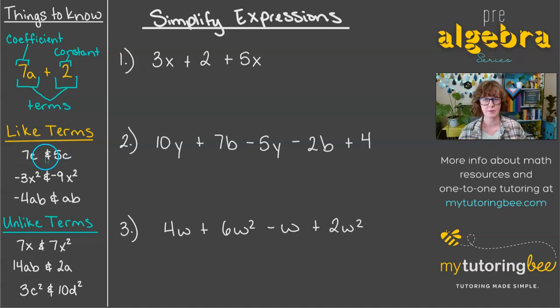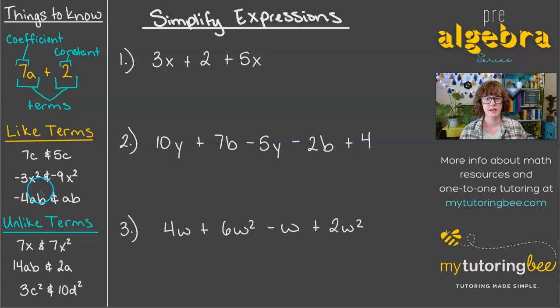So here are some examples of like terms. These two, 7c and 5c, these are like terms because they both have the same variable. They both have c. It has nothing to do with the numbers themselves. One of the common misconceptions that students I work with have is if both terms are positive, then they are like terms, or both terms are negative, then they are like terms. That is not the case. It is solely dependent on the variable.